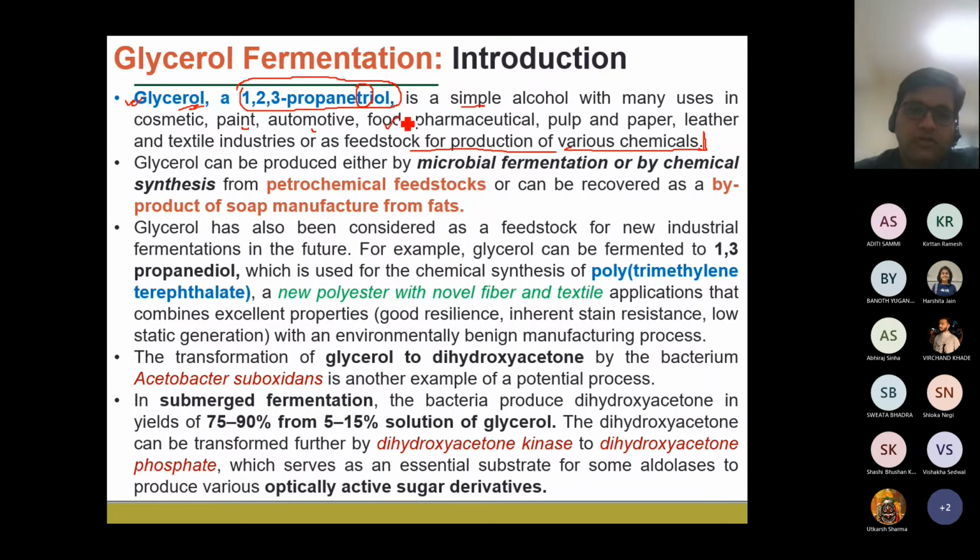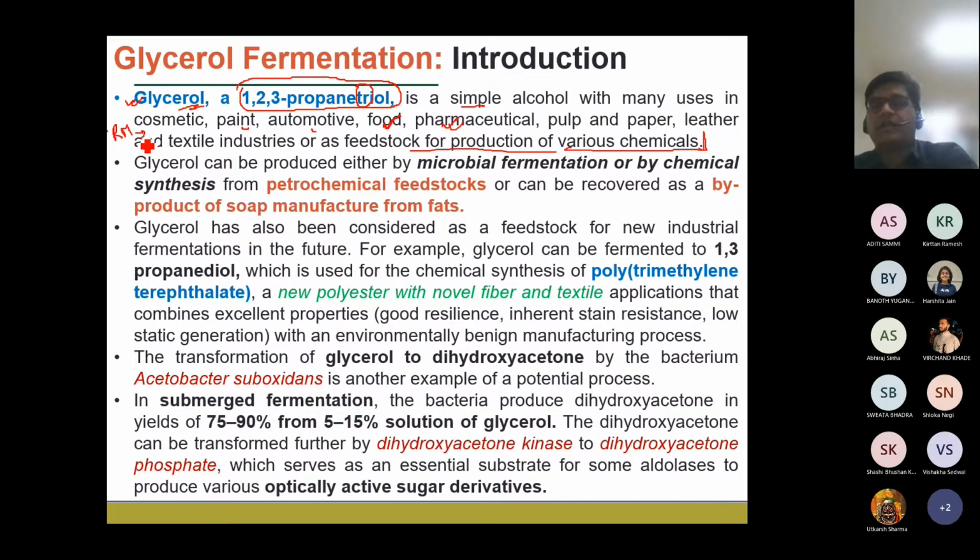Now if you are going for the food or pharmaceutical industries, generally the desired form of glycerol will be the L form. As we discussed in the previous two slides, it is very specific that we should obtain the L form of the glycerol. But if it is used for other applications where biological interference is not there, like in cosmetics, paints, or for example the pulp and paper, leather and textile industries, the D form can also be used, or both L and D are applicable. So we generally go for the racemic mixtures.